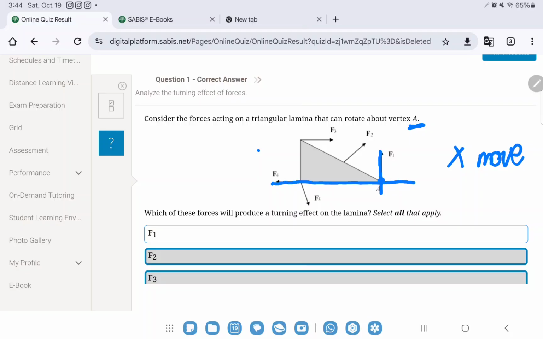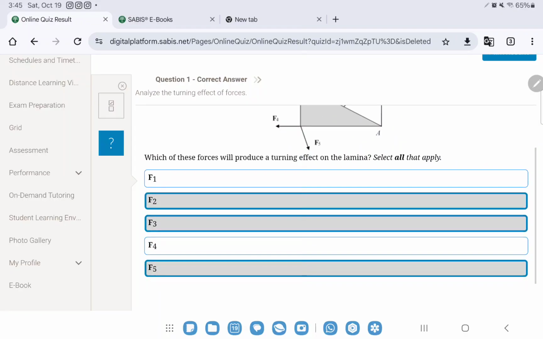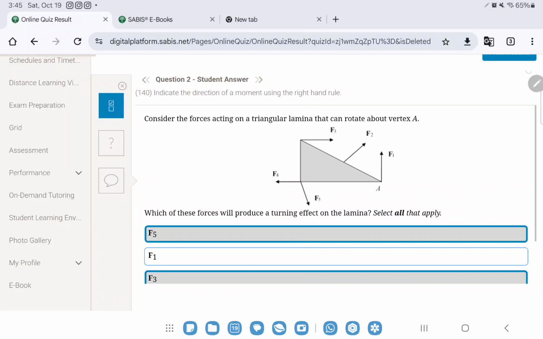It's almost zero. So now cancelling F4 and F1 from our options, any force that's left that does not pass through A can make a turning effect. So F2, F3 and F5. Let's see. F2, 3 and 5. Next question.